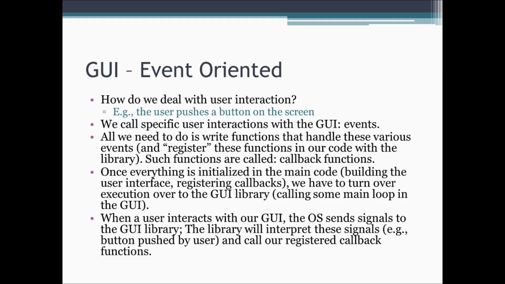Functions like these are called callback functions, as they allow your code to be called back from a main library. Once the user interface is built in the main code, we will have to turn over execution to the GUI library's main loop. From then on, this main loop takes over and calls your callback function if an event happens.